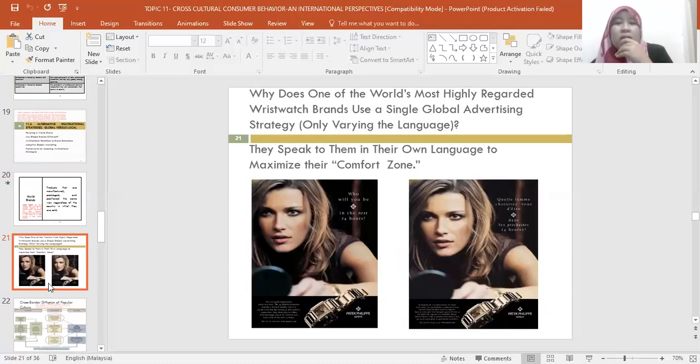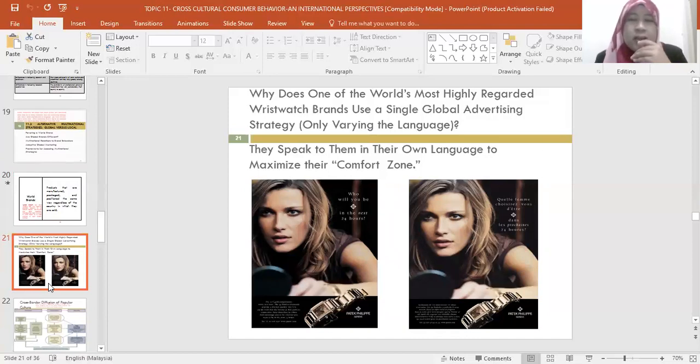So why does one of the world's most highly regarded wristwatch brands use a single global advertising strategy, only varying the language? The same as I mentioned before, the same advertisement, however in a different language. On the right side is the Spanish language. On the left side is the English language.